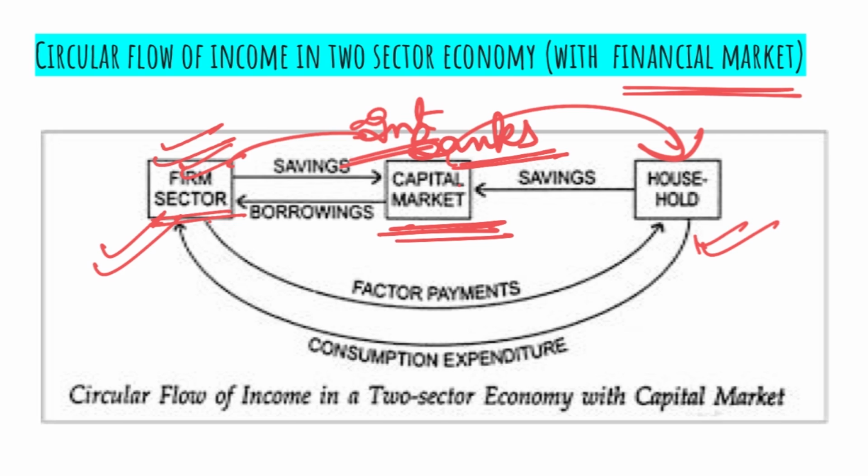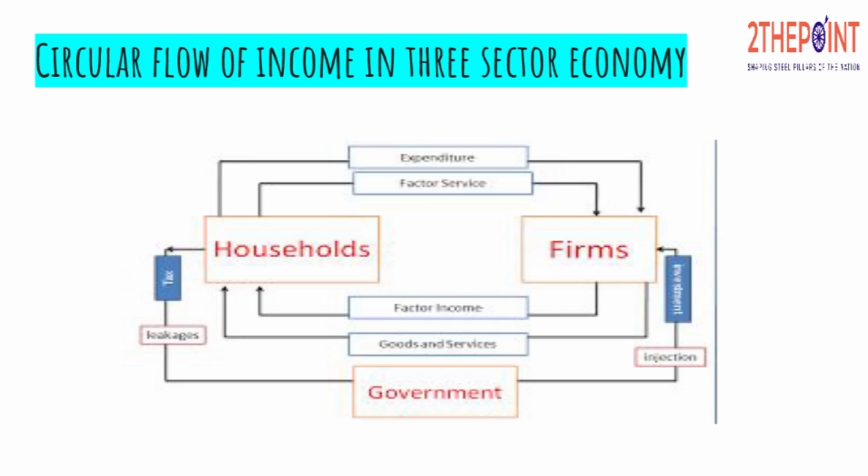So everything remaining the same, that is how the money flowed between the two sectors as we understood in the previous slides. The only additional factor is the capital market, which is channelizing the savings of the household sector and creating loans out of it and giving it to the firm sector. I hope this is clear, and now let's move on to the next model, which is the circular flow of income in a three-sector economy. As we can see, a new sector has been added in this model, which is the government.